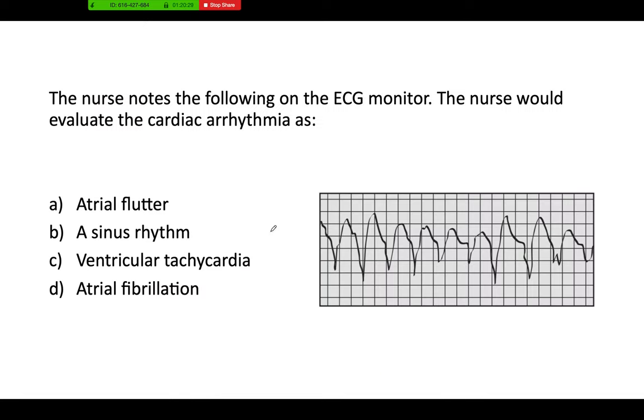All right, great. So, we have the following on the ECG monitor. The nurse would evaluate this arrhythmia as which of the following? Excellent. Good. Are so large. Wonderful. Very good.